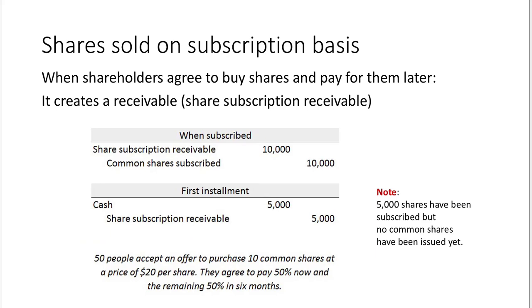And sometimes, in order to make the share issuance attractive to buyers, the corporation will sell them on a subscription basis. So this is where shareholders agree to buy the shares and pay for them later. Usually there's a down payment. This then does create a receivable, and the receivable account is the share subscription receivable. So there's two accounts: share subscription receivable, common shares subscribed.